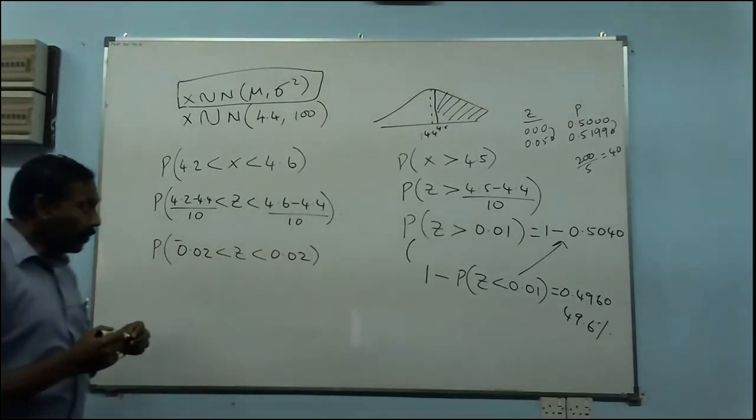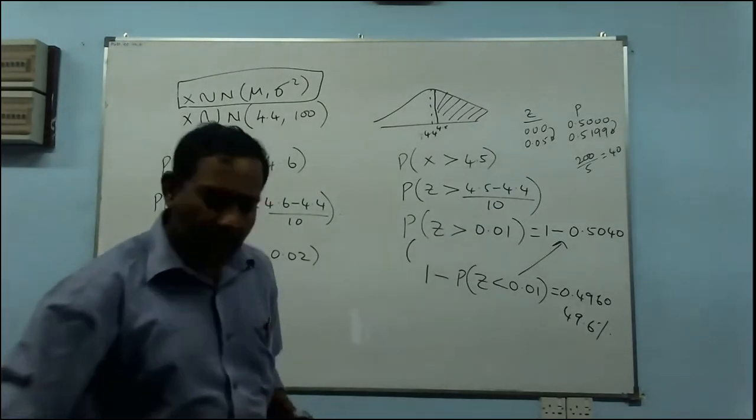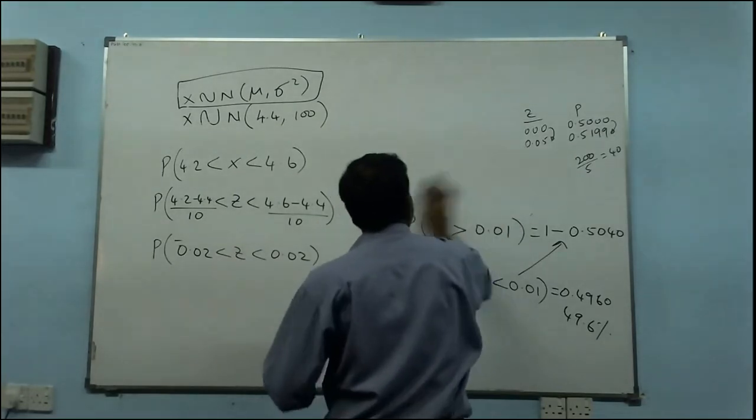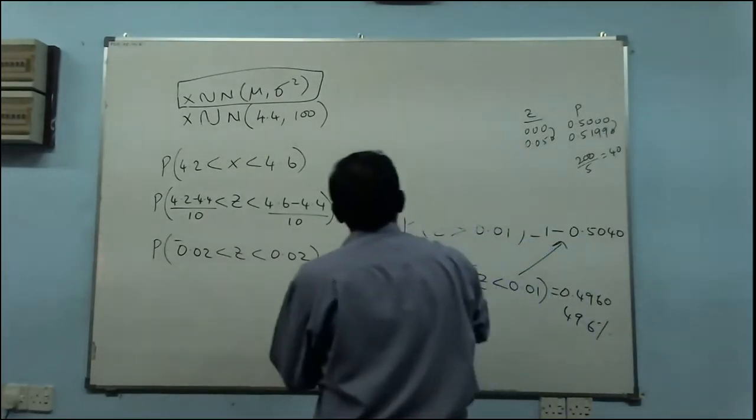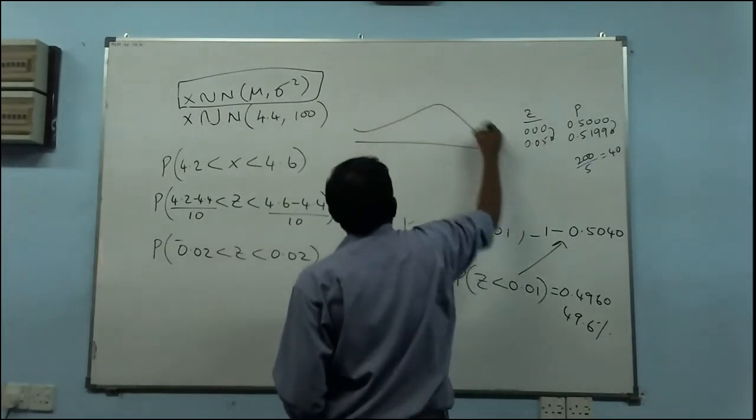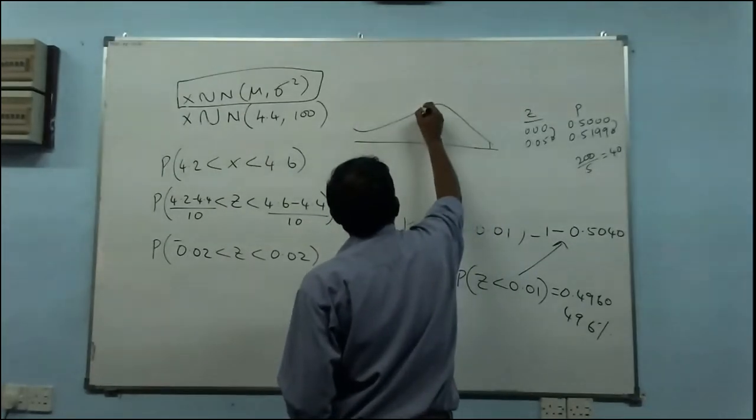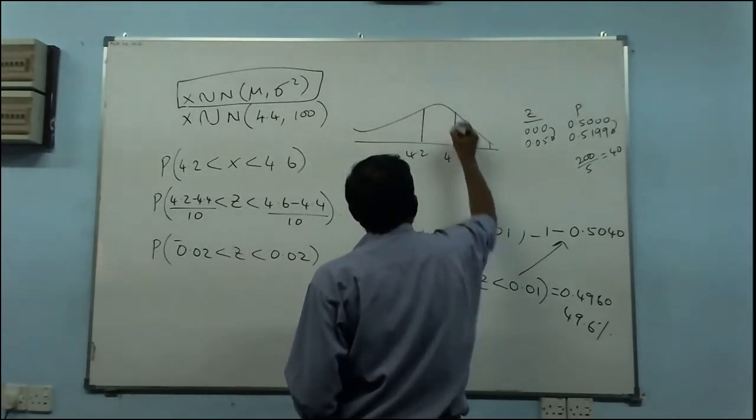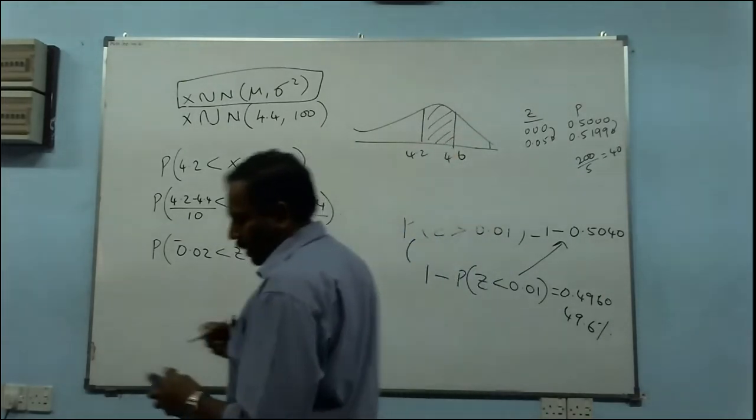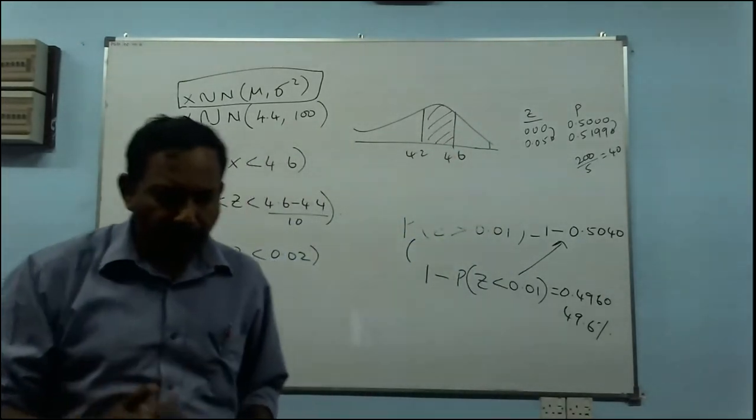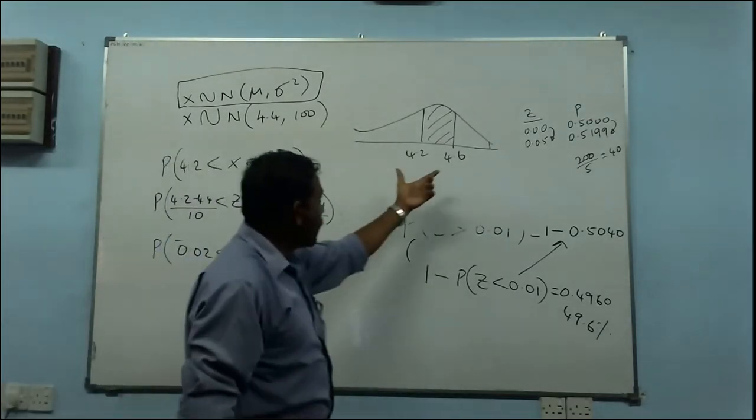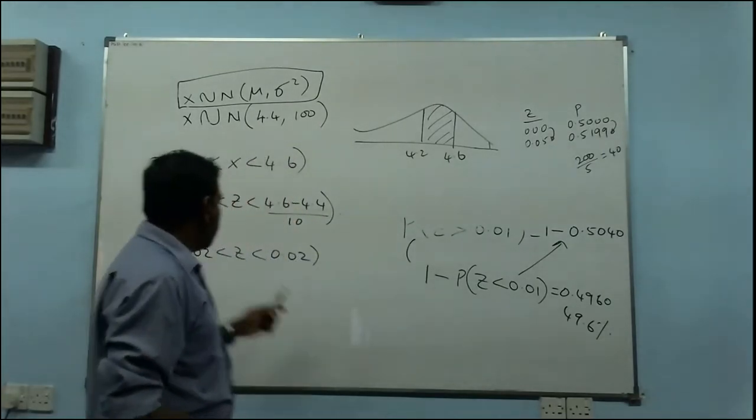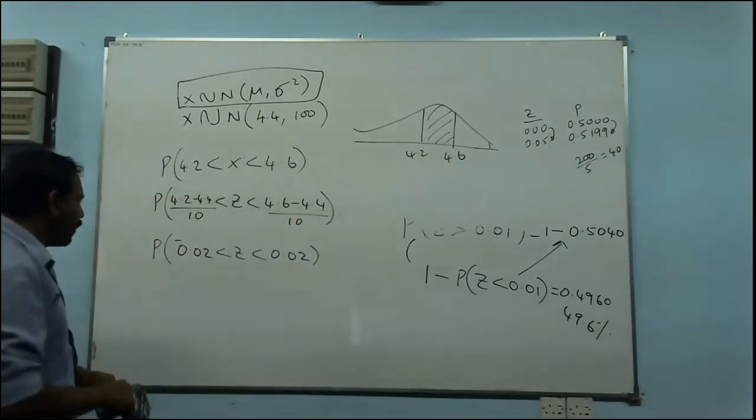So in other terms, we want to find out the range of area. I want to find out the area, right? So this is, let's say, 4.2. This is 4.6. So we want to find out what is the proportion of farmers getting the yield in between 4.2 to 4.6 metric ton per hectare. So what is the probability? How can we find out the probability?